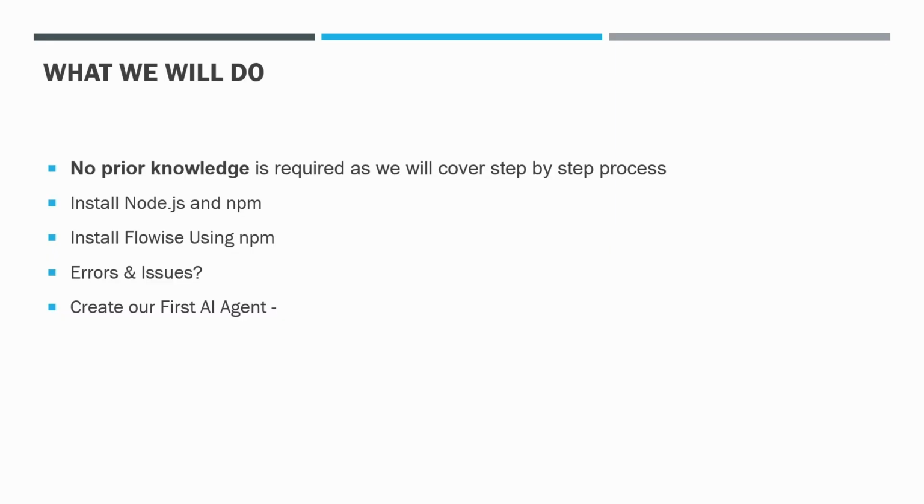You don't require any prior knowledge as we'll cover the step-by-step process. We will install Node.js and npm, and then we'll install Flowise. And if any error comes or if we face any issues, we'll address those issues here. And then we'll go ahead and create our first AI agent.